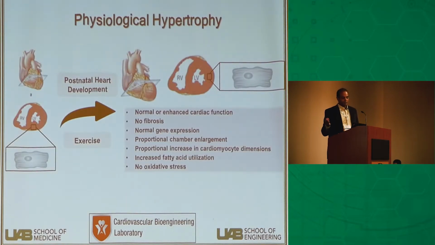Prior to getting into pathological hypertrophy, I just want to explain physiological hypertrophy first. This happens in postnatal heart development and after exercise. Normally you'd see enhanced cardiac function, little to no fibrosis, normal gene expression, and a proportional chamber enlargement. By this, I mean the wall thickens, and so does the volume of the chamber. In terms of the cardiomyocytes themselves, you should see a proportional increase in length to width. There's increased fatty acid utilization, no oxidative stress or electrophysiological dysfunction.